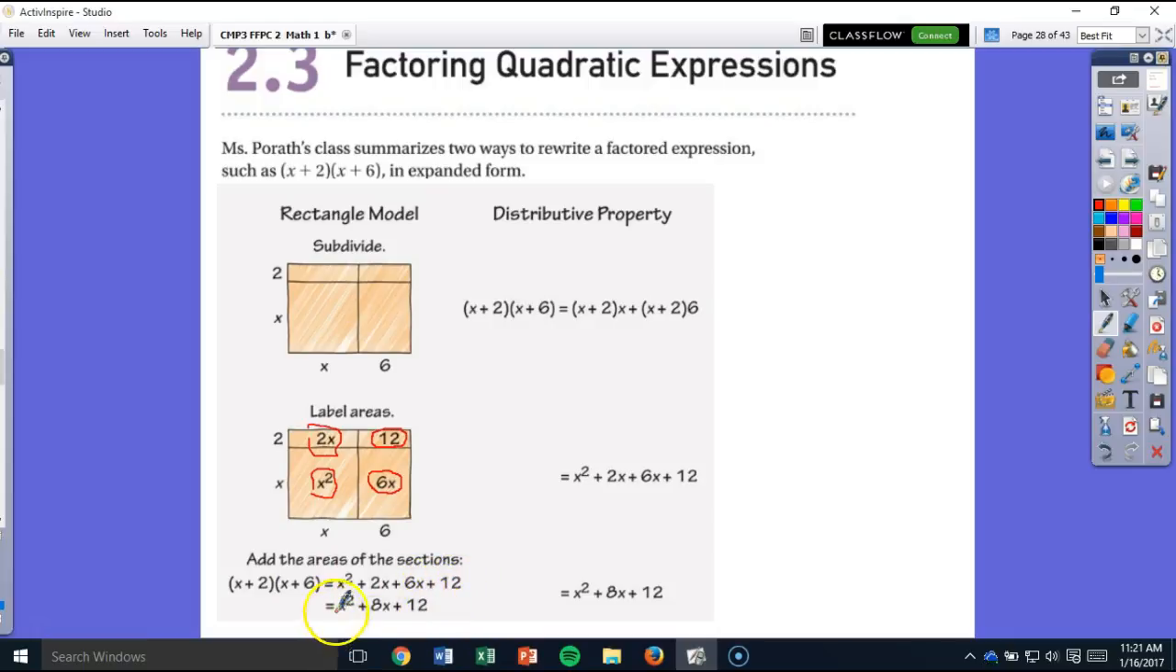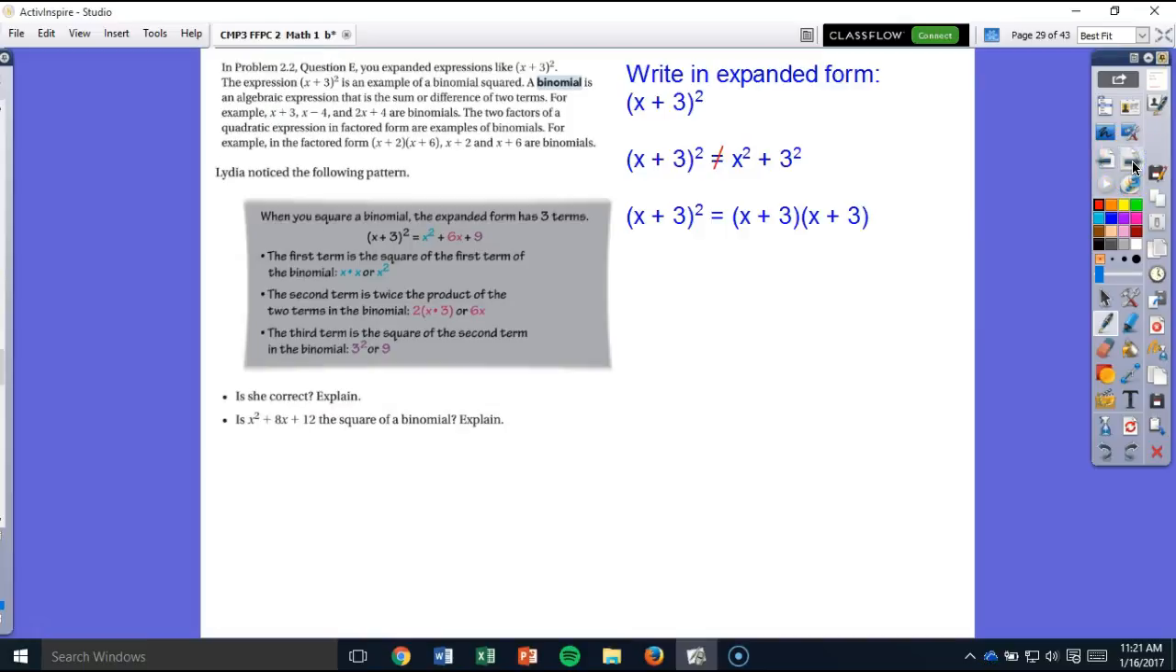Again, you combine them: x squared plus 8x plus 12. So one's a rectangle method, and one is our FOIL method. So be familiar with both ways to do that.